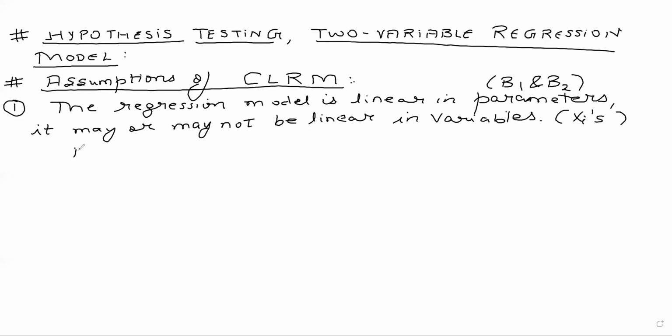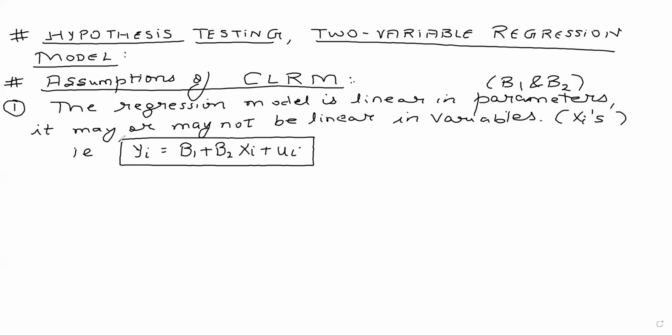So we will be taking our regression as follows. In the entire lecture, we will be taking our regression as yi is equal to b1 plus b2 xi plus ui. In the entire lecture, we will be considering this simple linear regression. B1 is the population intercept term, B2 is the population slope coefficient. Together, B1 and B2 are called the regression parameters. ui is the population disturbance term.